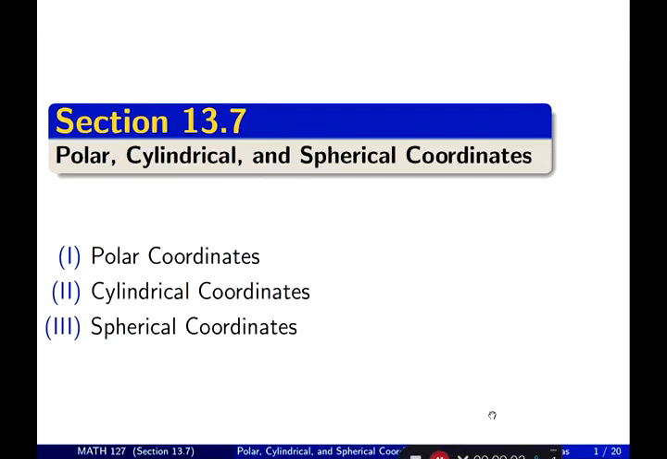Section 13.7, Polar, Cylindrical, and Spherical Coordinates. First, we discuss the polar coordinates, which we already know from pre-calculus. Then we discuss cylindrical coordinates, which is very similar to polar. And then, a little bit differently, there are spherical coordinates, and we discuss that one later.